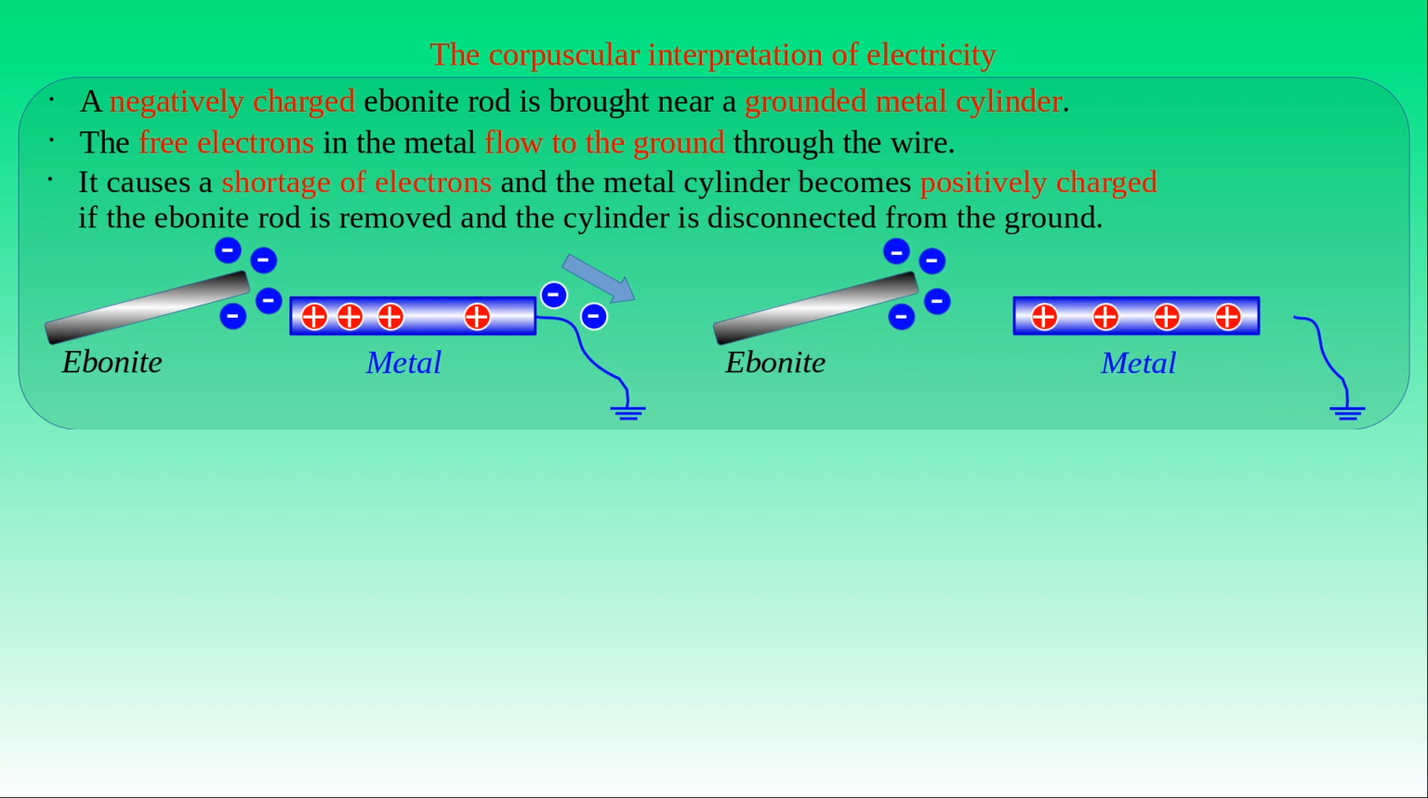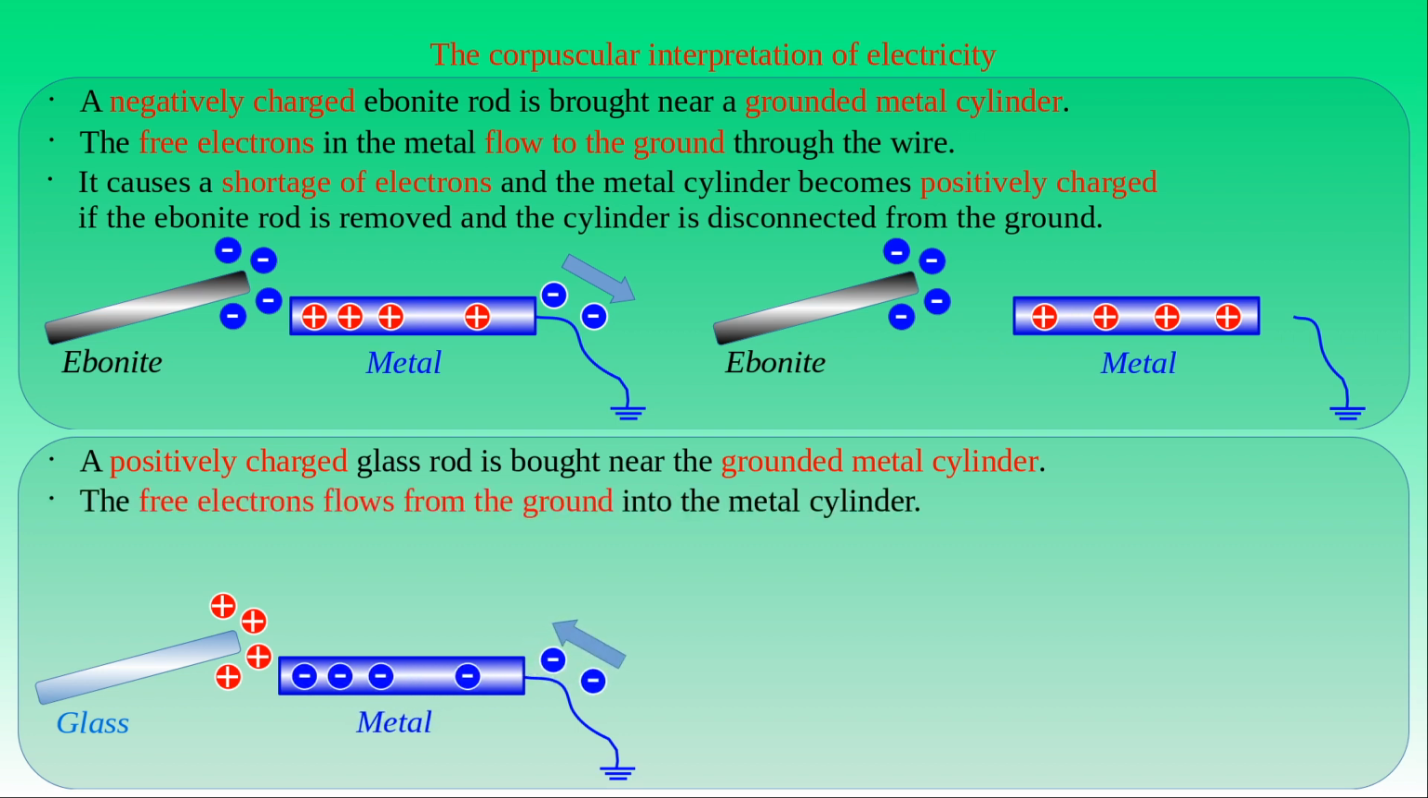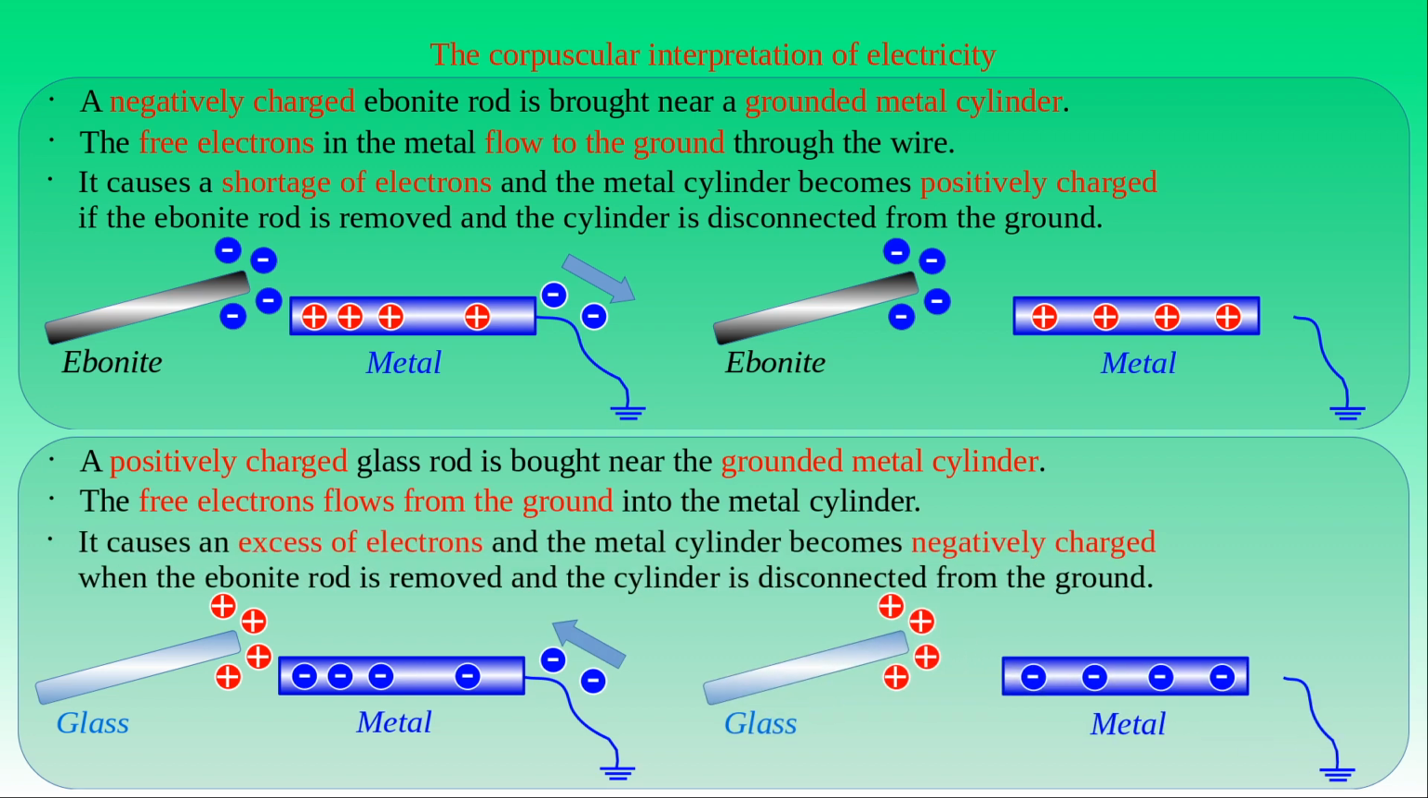If a positively charged glass rod is brought near the grounded metal cylinder, then the positive charge on the rod will attract the free electrons in the cylinder. Free electrons also flow into the cylinder from the ground through the metal wire. As a result, there will be an excess of electrons in the metal cylinder, which becomes negatively charged. If we remove the glass rod and disconnect the cylinder from the ground, then the negative charge on the cylinder can be measured by an electroscope.